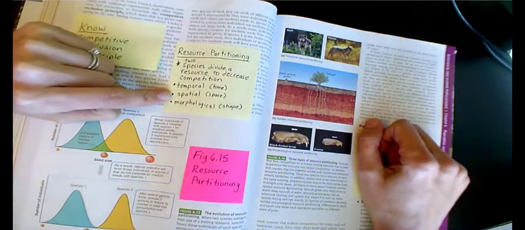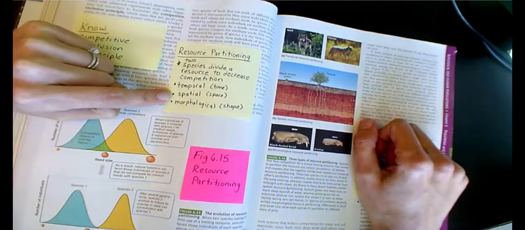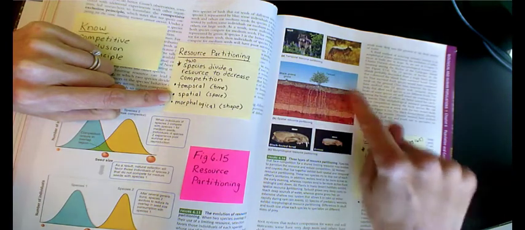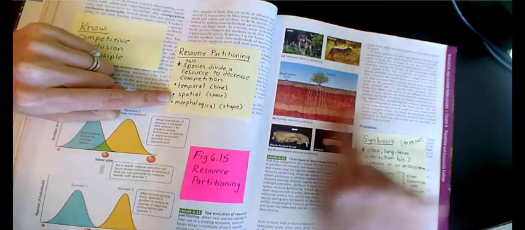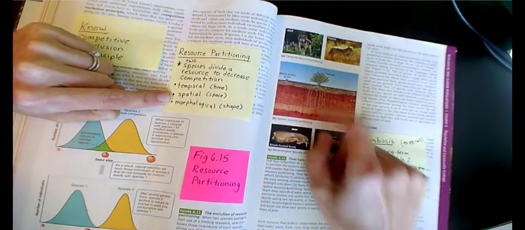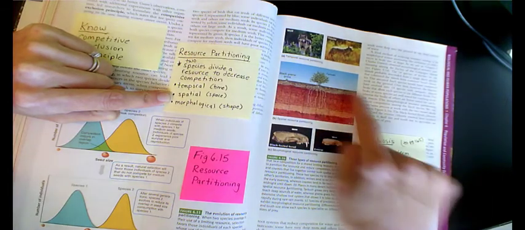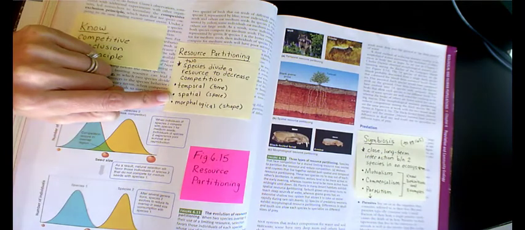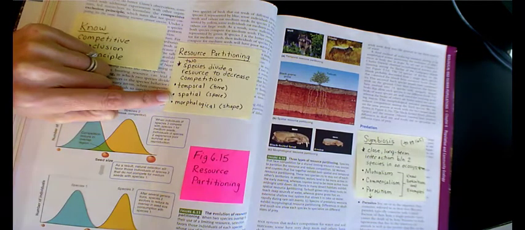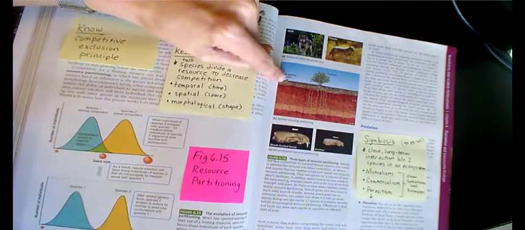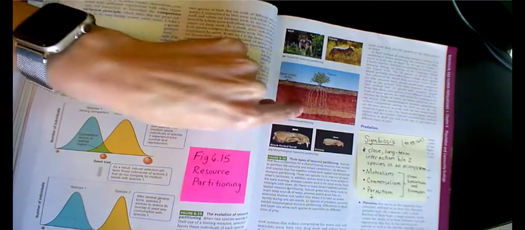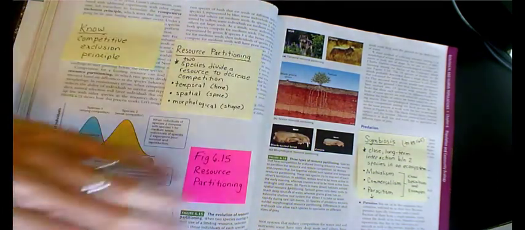Spatial is another type of resource partitioning, and that would be space. So you can see here that in this space we're just looking at like roots, and they take up the space that they have. Sometimes they have to share the space, just depending. You can see that this grass has very short roots, where this tar bush has long ones, so they can both get what they need.